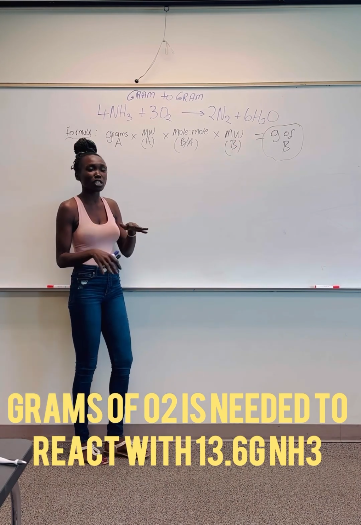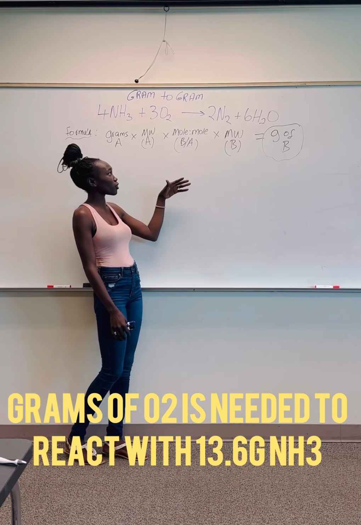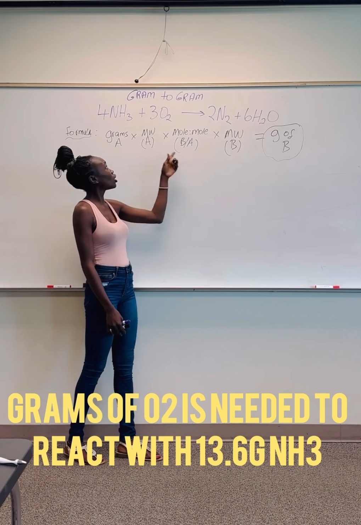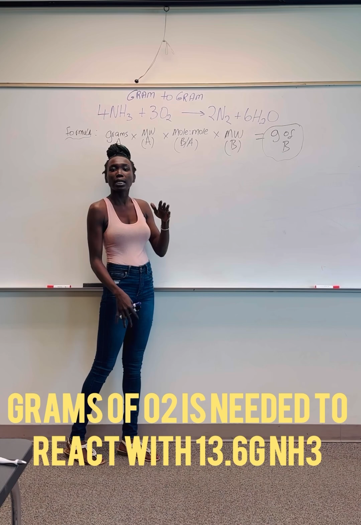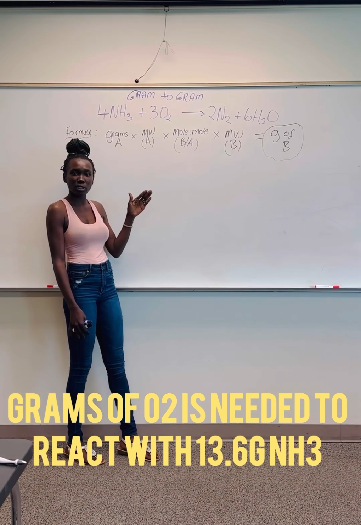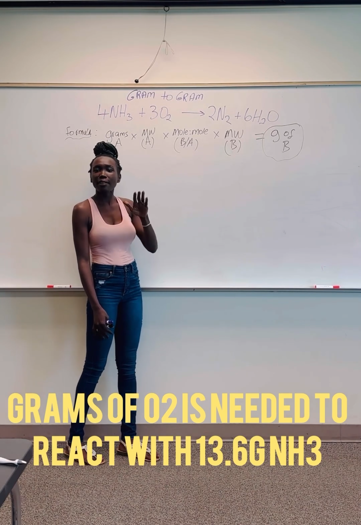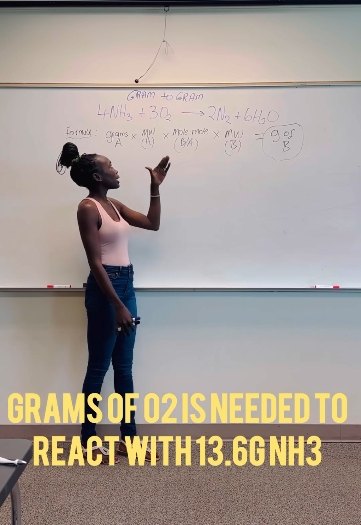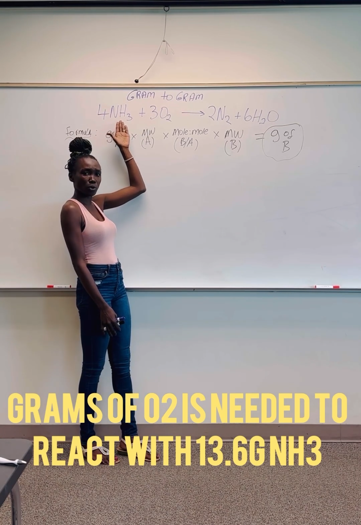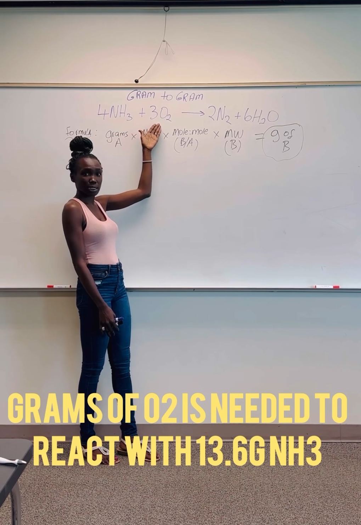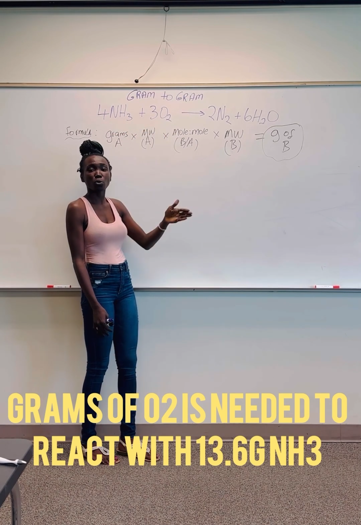And the formula for solving gram to gram conversion, I put it right here. Your compound A is your compound that's given in the question. In this case, we're given 13.6 grams of ammonia. And the question is asking, instead of moles, if you were given 13.6 grams of ammonia, how many grams of oxygen would you then need?